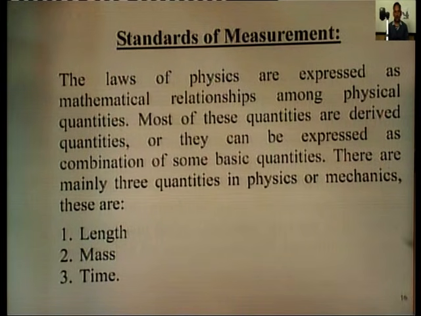Standards of measurement. The laws of physics are expressed as mathematical relationships among physical quantities. Most of these quantities are derived quantities, or they can be expressed as a combination of some basic quantities. So there are mainly three quantities in physics or mechanics. These are: number 1 is length, 2 is mass, and 3 is time.